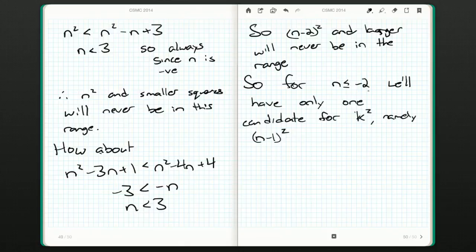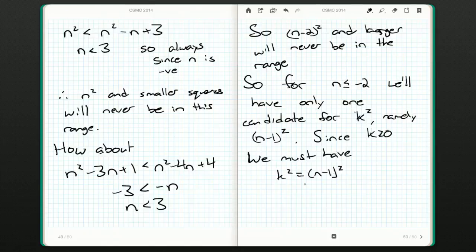So only when n is less than or equal to negative 2 will we have a candidate for k squared, and that'll be n minus 1 squared. Now, since k is non-negative, k will be 1 minus n. Okay, this makes sense because n is less than 0. So that makes sense, and we'll definitely get a positive value here.